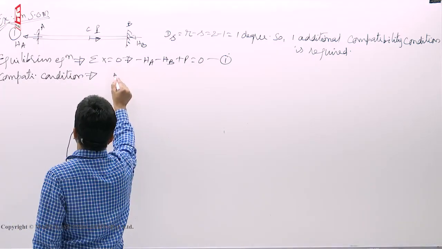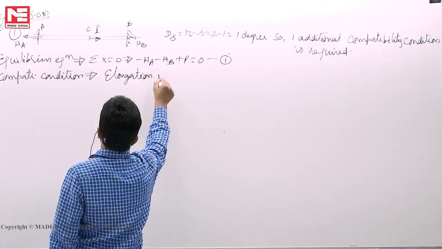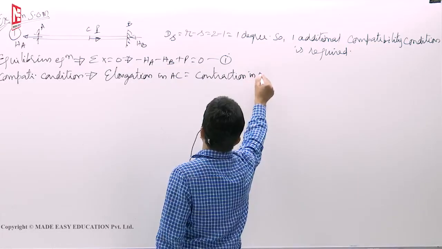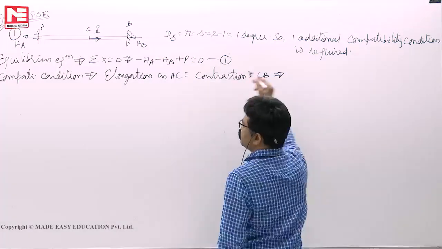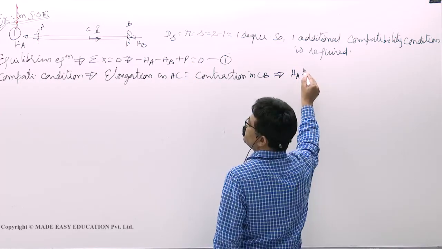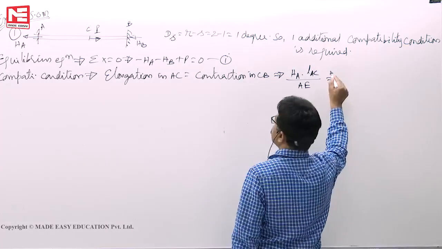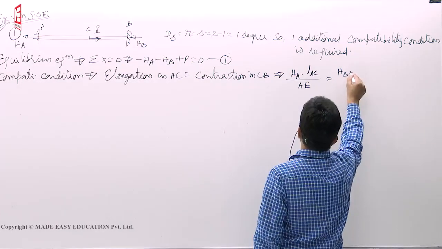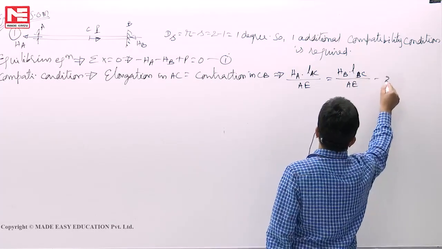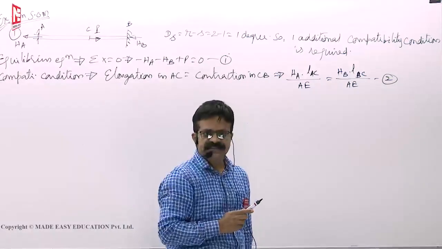A relationship between the deformations. What is the deformation? Elongation in AC is equal to contraction in CB. What is elongation in AC? HA, force is so much, HA into length of AC by AE, axial rigidity, must be equal to contraction, HB into length of BC by AE. Strength of material sir told you that AE is called axial rigidity.